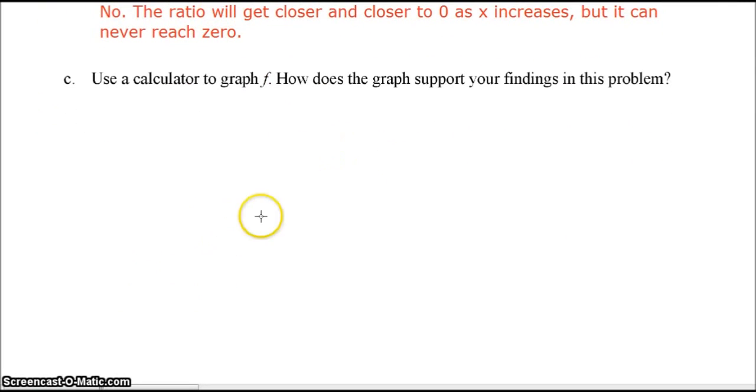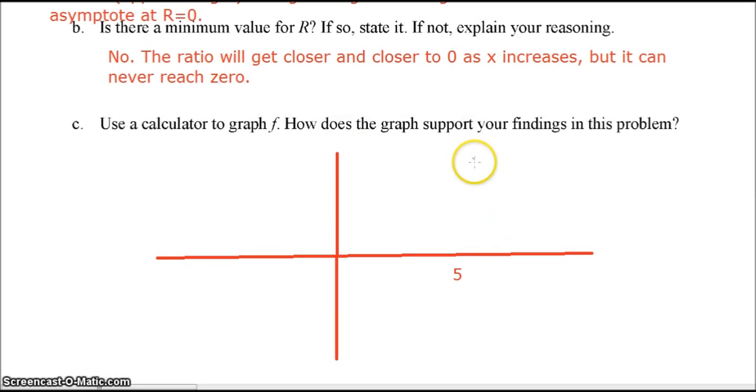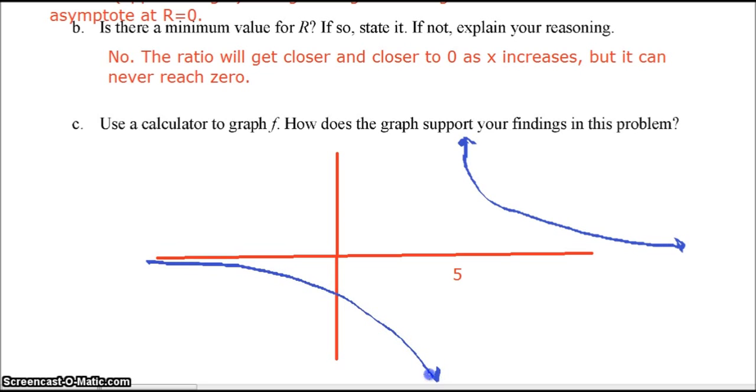Use the calculator to graph f. How does the graph support your findings in this problem? So, you should have a graph kind of like this. Notice there's our vertical asymptote at x equals 5, like we looked at in investigation 1. And notice as x gets larger and larger and larger, the output gets closer and closer to 0. There's our horizontal asymptote at y equals 0.